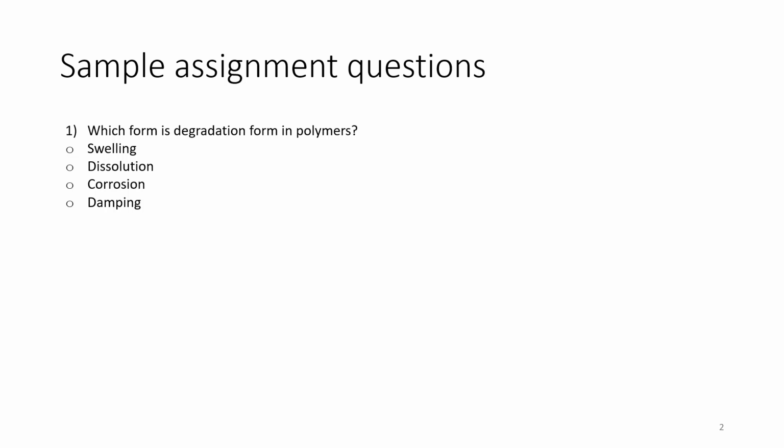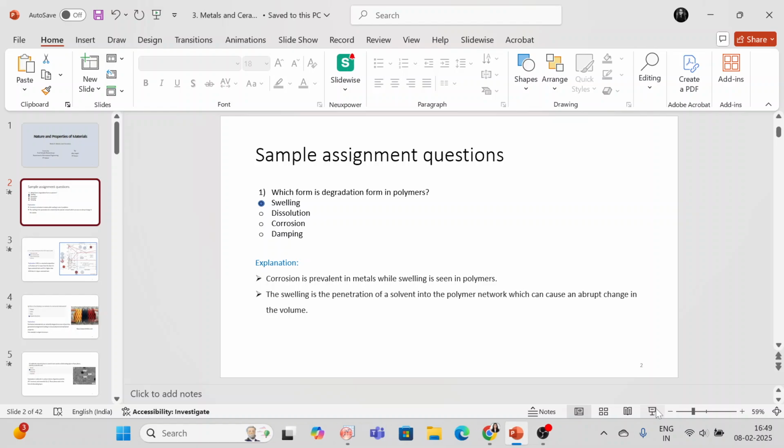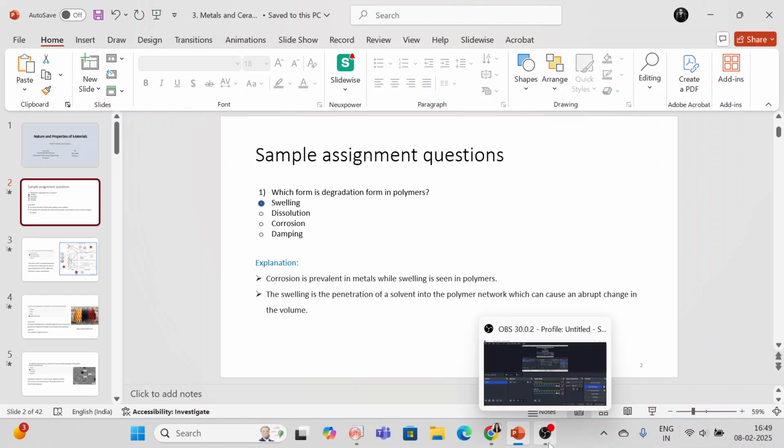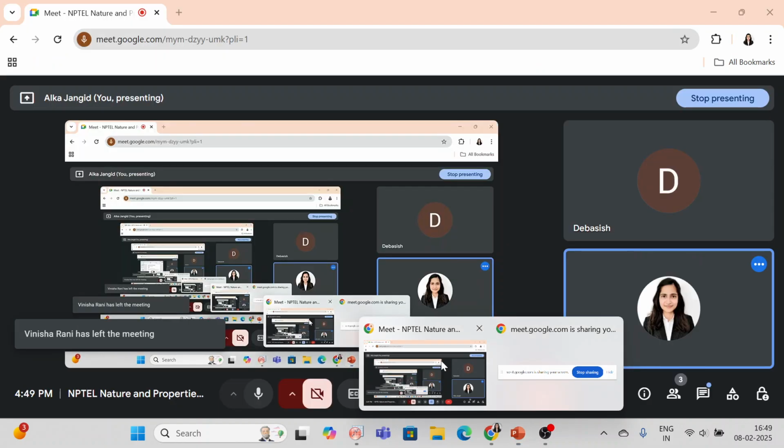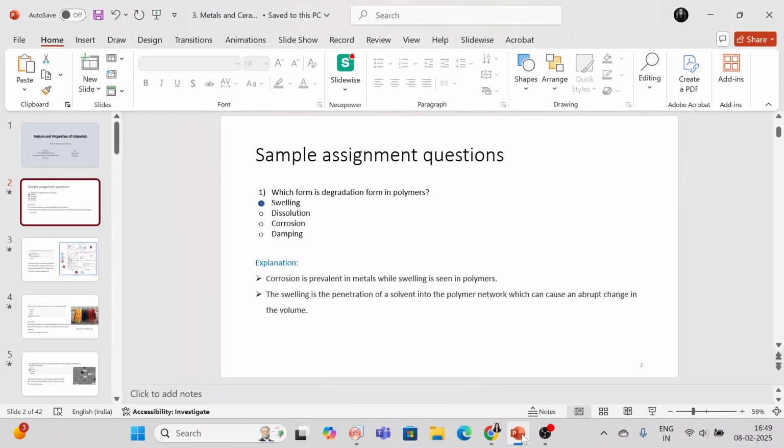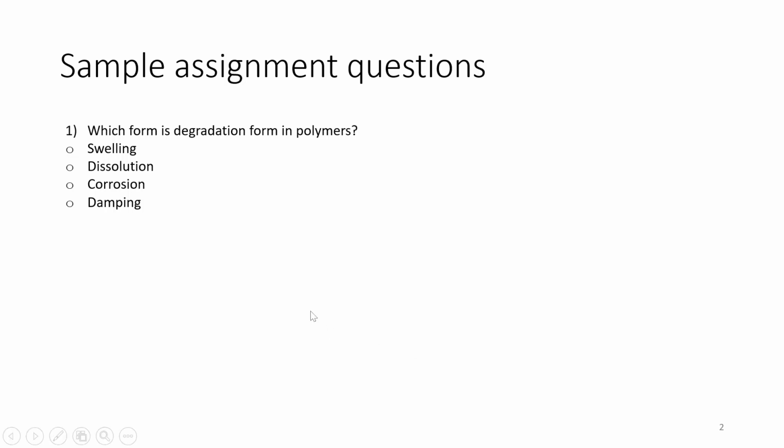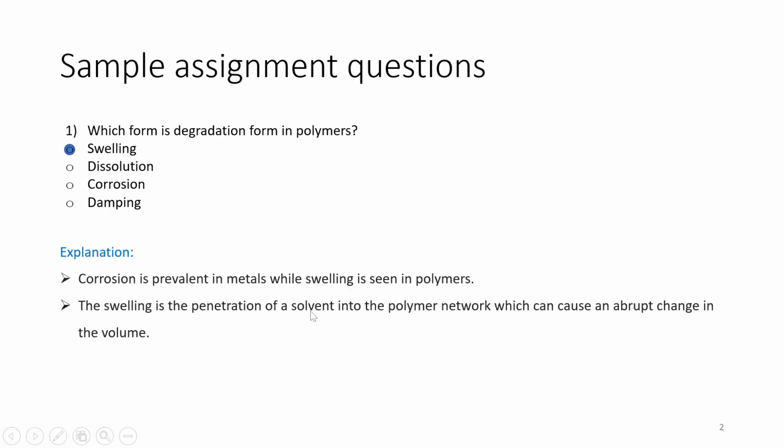First question was which form is degradation form in polymers? Your options were swelling, dissolution, corrosion and damping. Swelling, because swelling happens when your solvent can penetrate. Swelling is the penetration of a solvent into the polymer network which can cause an abrupt change in the volume, and corrosion will be in case of metals.